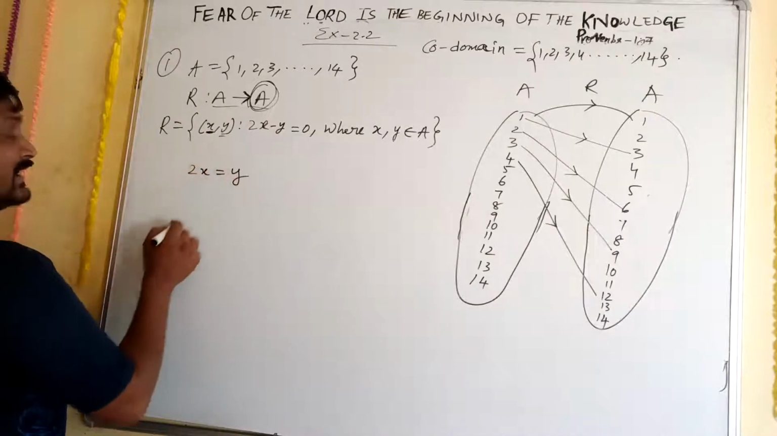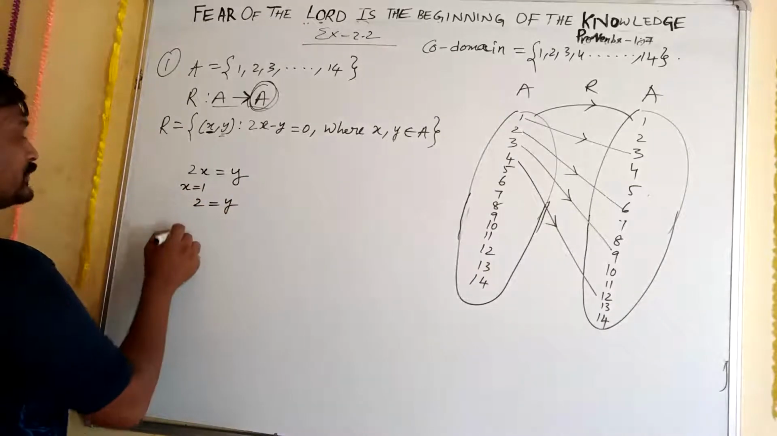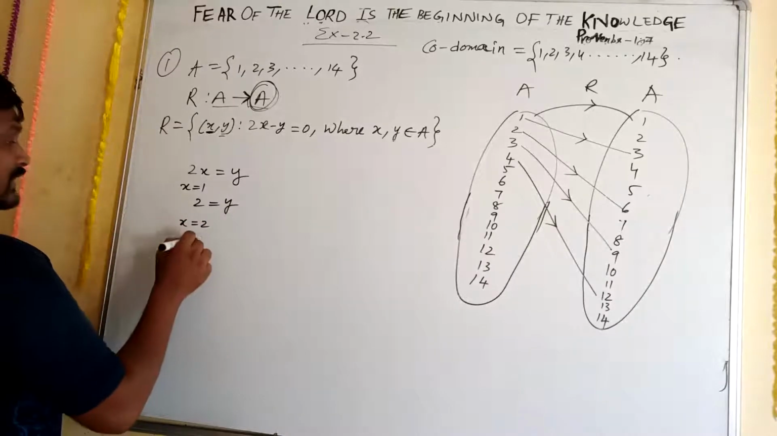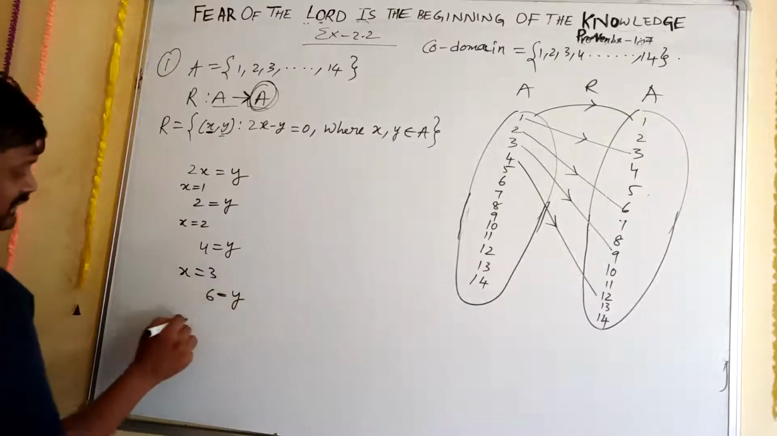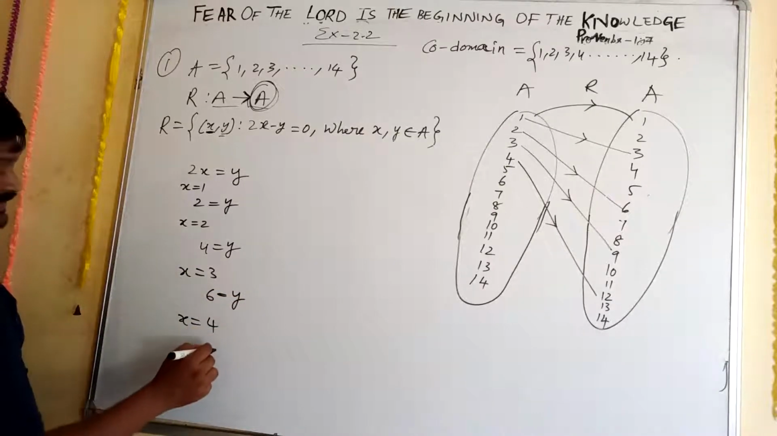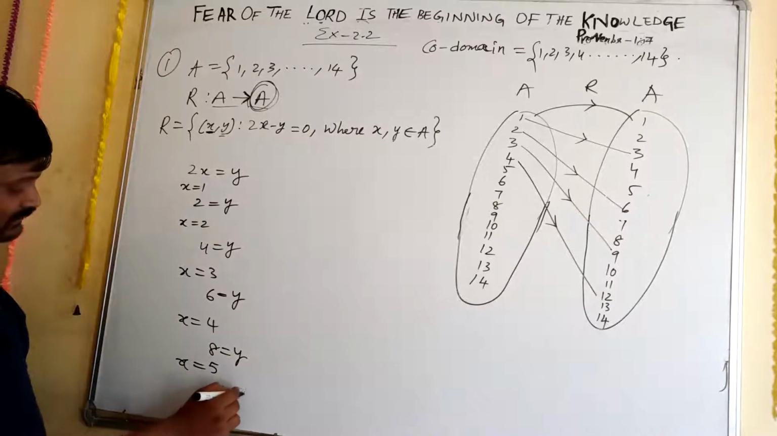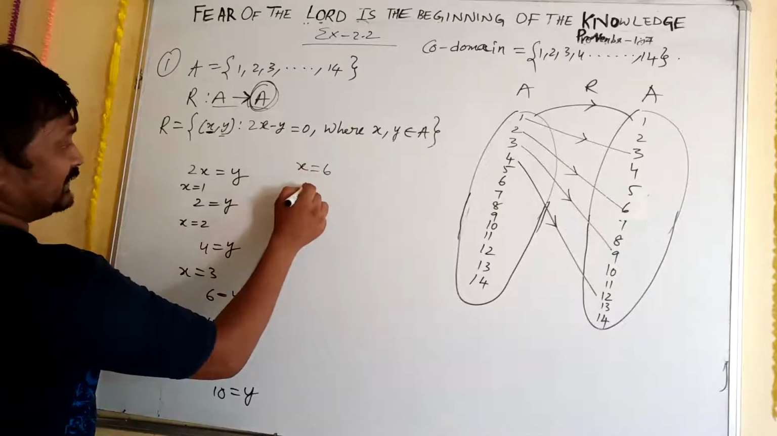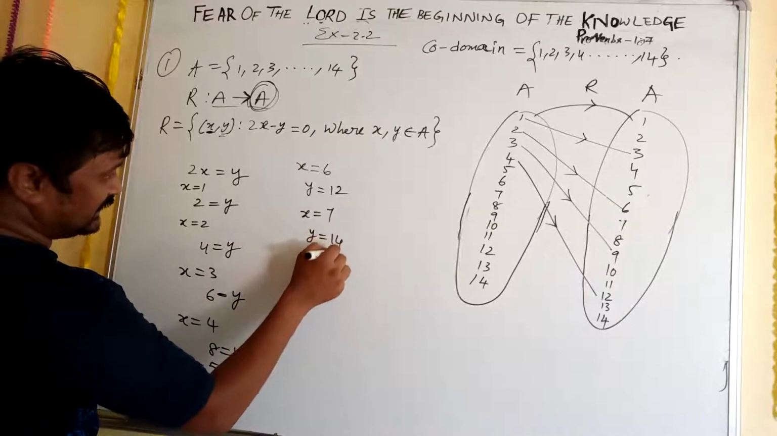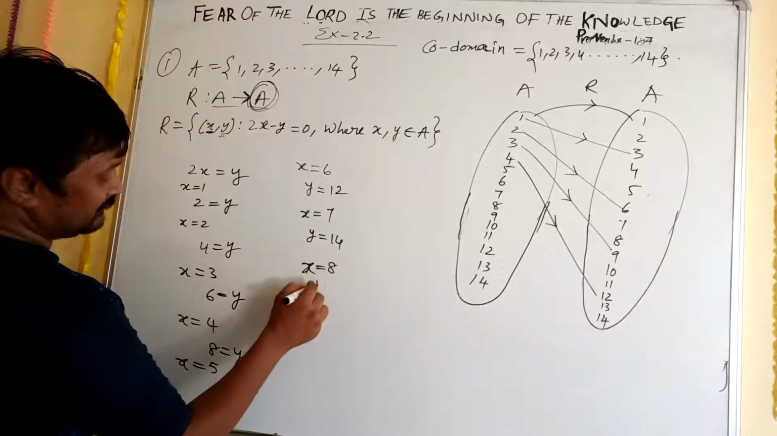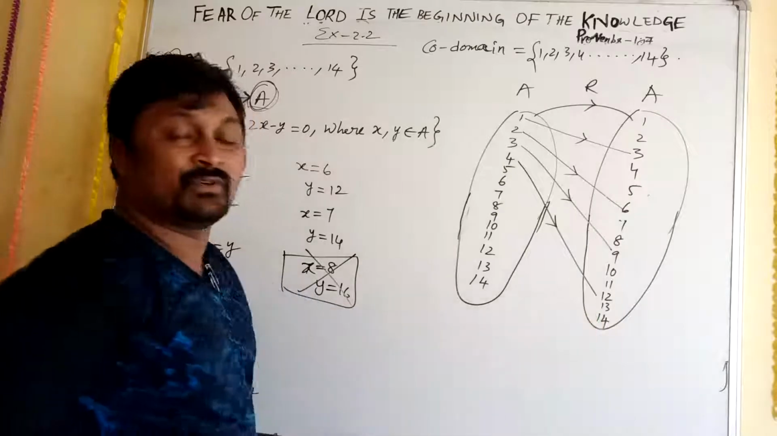2x is equal to y, you can write. Then x is equal to 1, so y is 2. X is equal to 2, then y is 4. Then x is equal to 3, then it becomes 6. X is equal to 4, then y becomes 8. X is equal to 5, then y becomes 10. Then x is equal to 6, y becomes 12, x is equal to 7, then y becomes 14, x is equal to 8, then y becomes 16. We cannot consider this because there are elements up to 14 only.